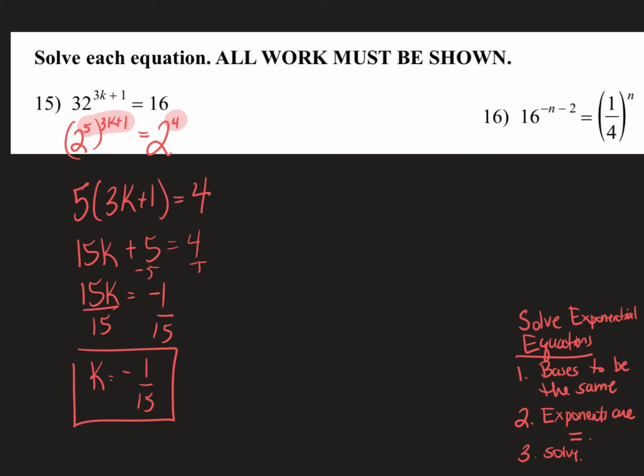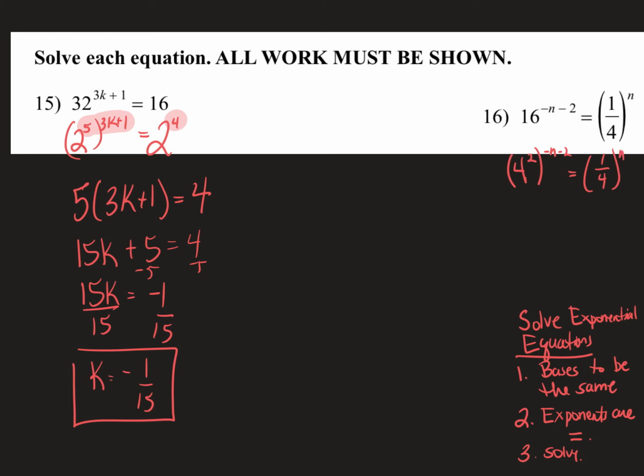Now for my next one, I'm going to ignore the fraction first because there's something special I have to do with that. I want to think about 16 and 4. Can I rewrite 16 with a base of 4? Yes. I could also rewrite both of them with a base of 2, but I'm going to rewrite 16 with a base of 4 first. So I'm going to have 4 to the second power to the negative n minus 2 equal to 1/4 to the n power.